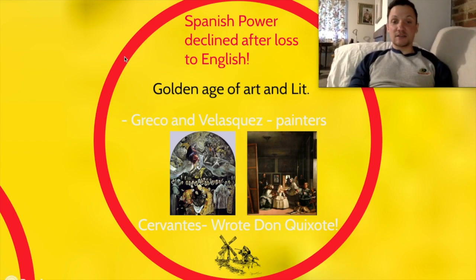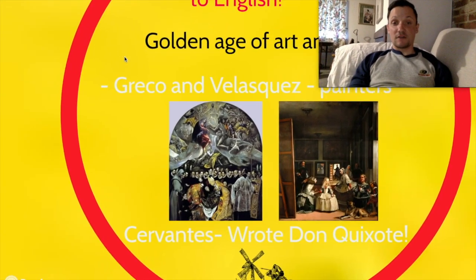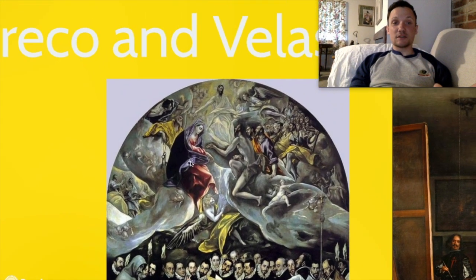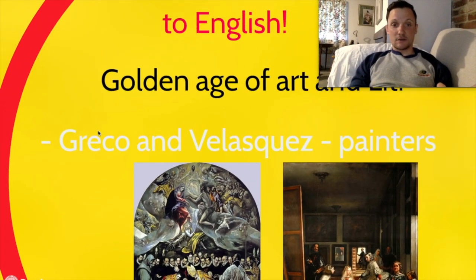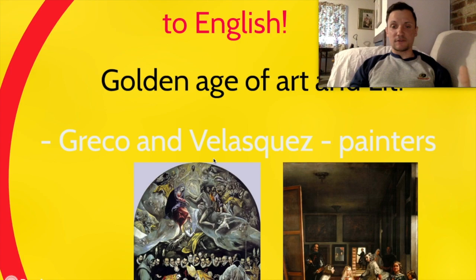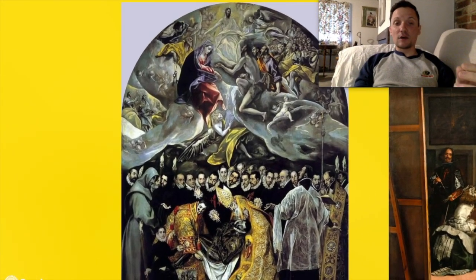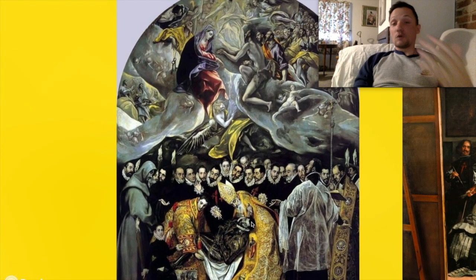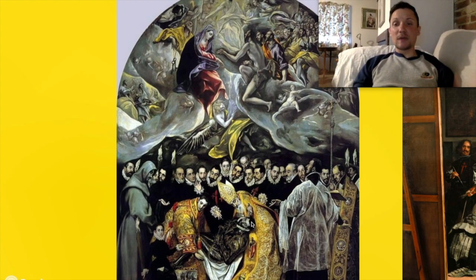Greco and Velázquez are actually some of the most famous painters from this era, and Cervantes is a very, very famous author. So let's go to Greco and Velázquez. I know it's in white, and I know it's hard to see, but they are massively famous painters from this period. And they're going to bring on certain ideas known as early forms of bringing back Catholic faith.